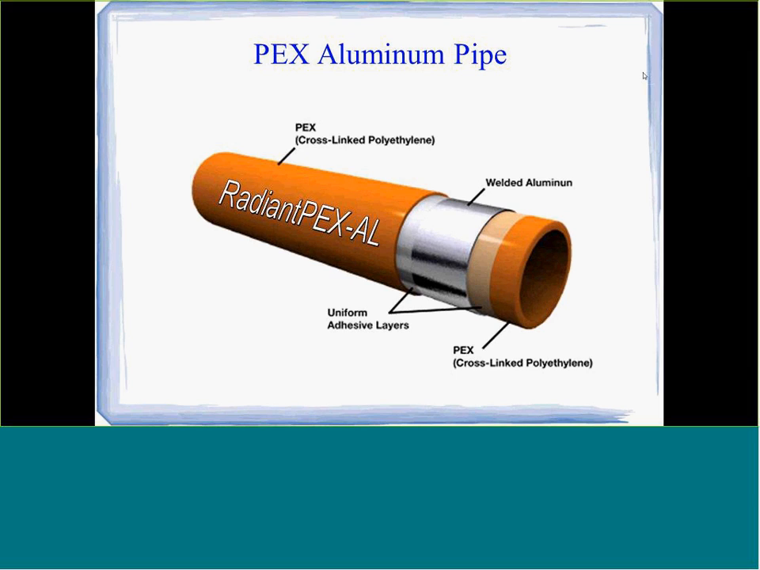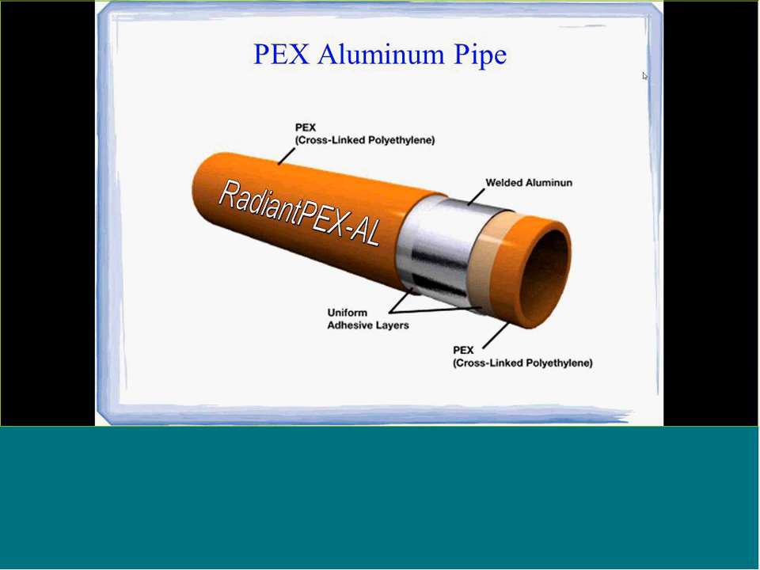With the regular PEX pipe, if you're not careful, you can actually pull some of that oxygen barrier off. If you're pulling it through wood joist or something, sometimes you can skin a little bit of it off. With the PEX aluminum, that oxygen barrier is protected with a layer of PEX on the outside.